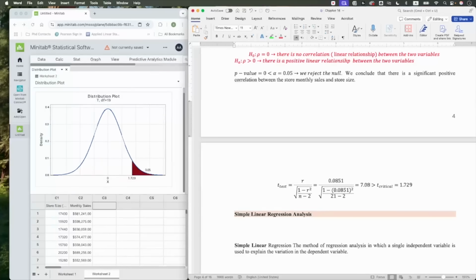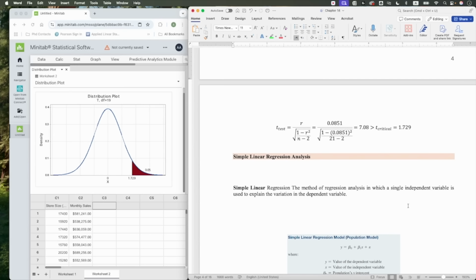What we are going to do, because we said there is a relationship, something happening between the two variables, we would like to build a mathematical model, right? So we're going to use this correlation to help us analyze that relationship between the two variables. That's why we're going to use something called simple linear regression analysis. What does this say? We would like to see how a single independent variable will be used to explain the variation in the dependent variable.